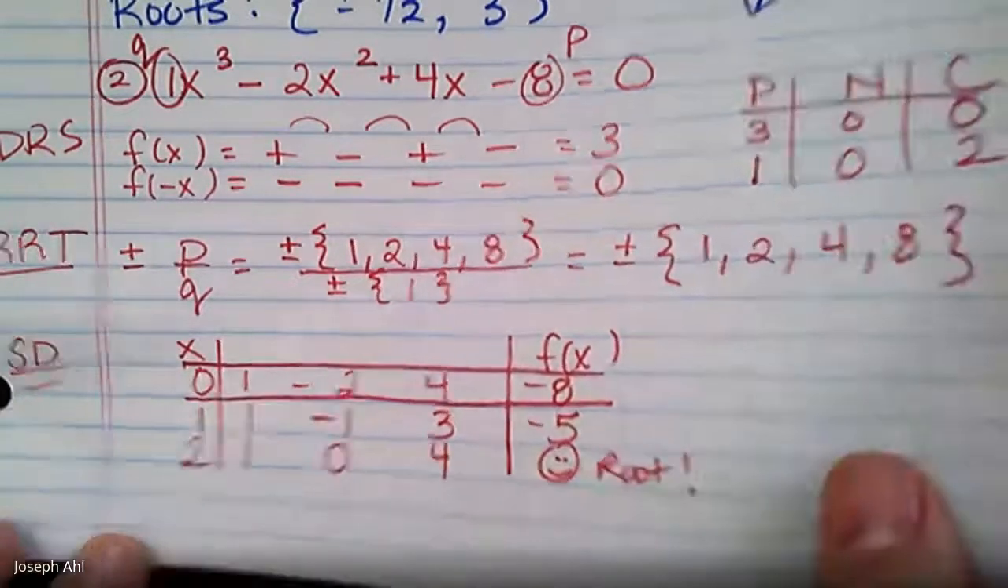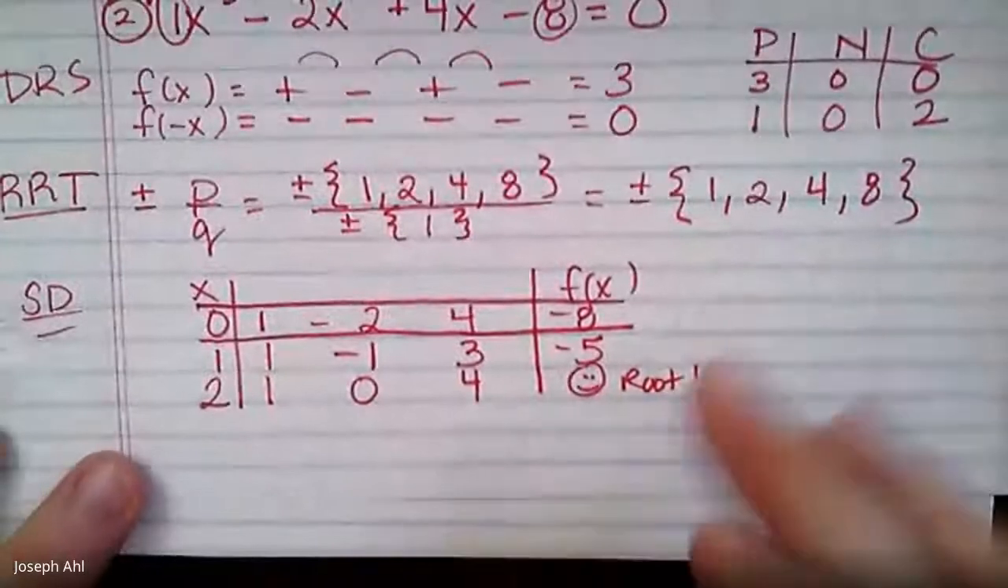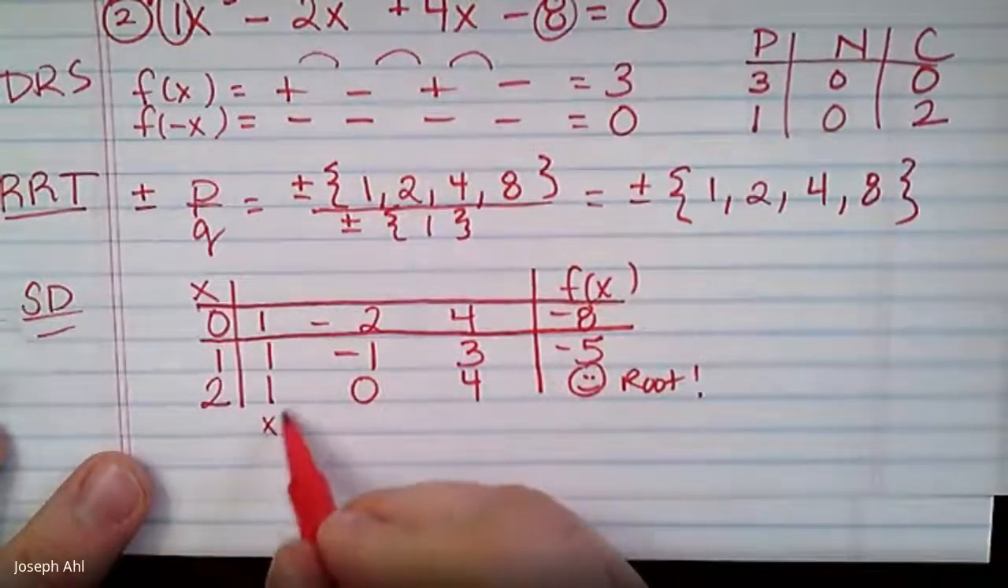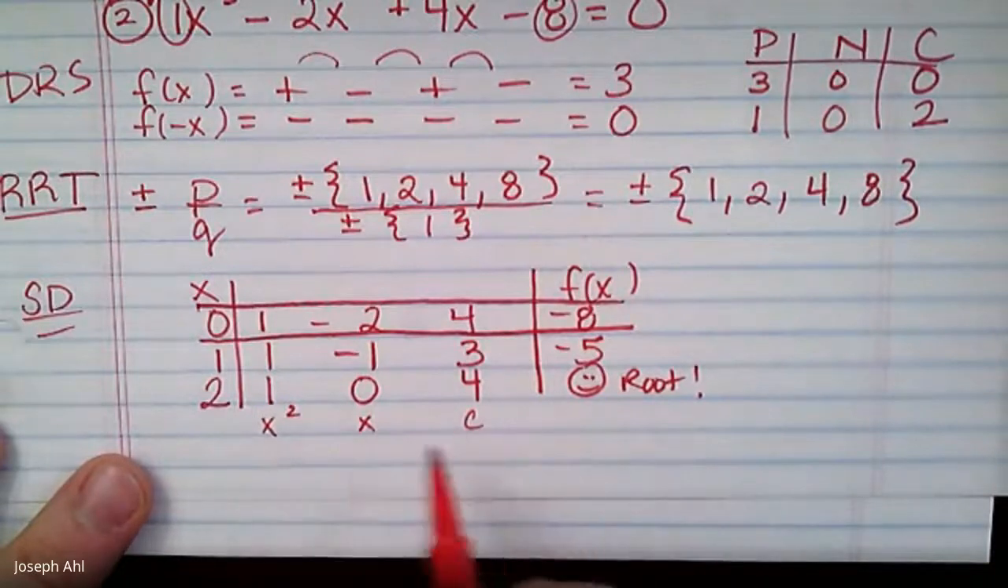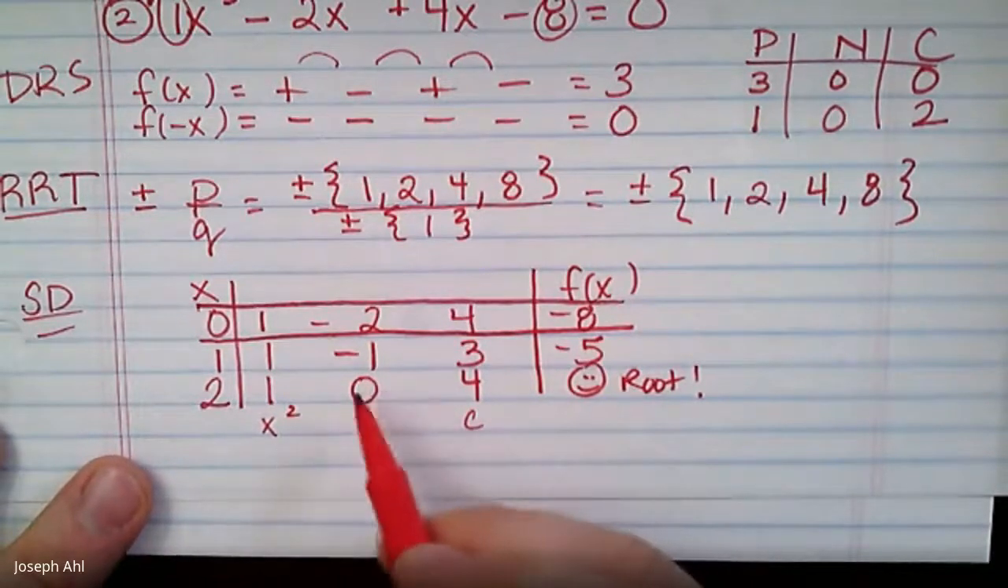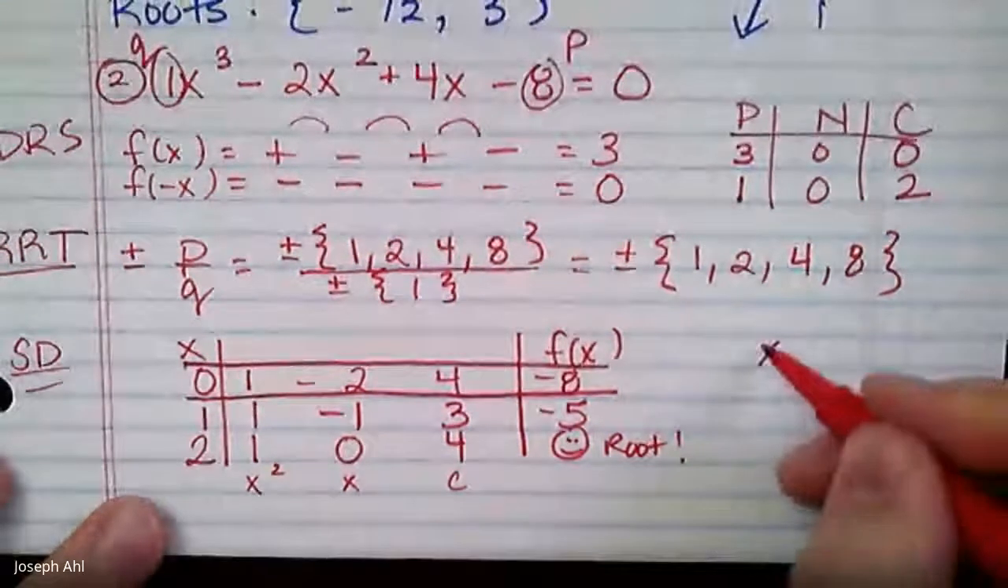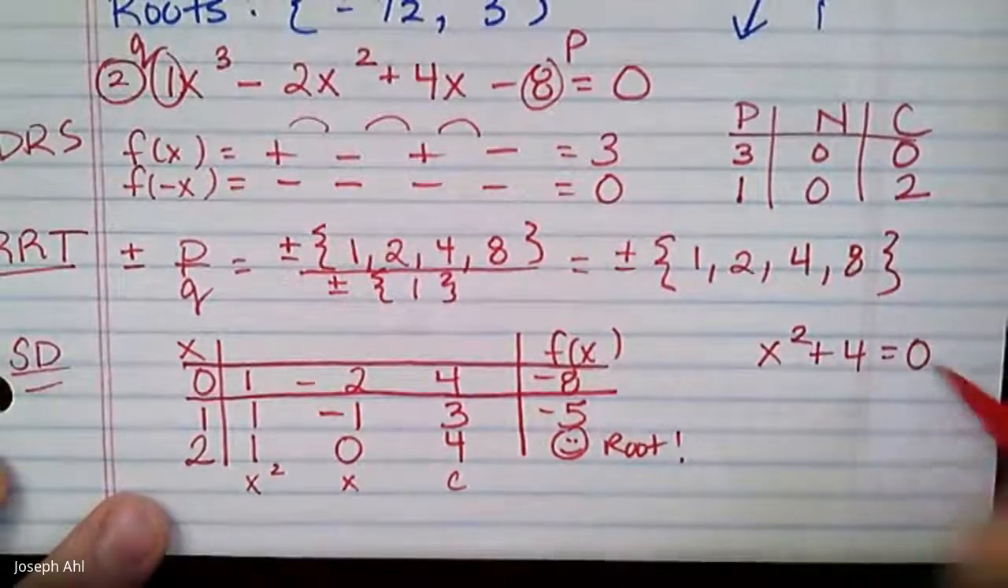Now you get to stop. Do not do any more synthetic division. Remember, this is the coefficient of x squared. This is the coefficient of x. This is the constant. So the x squared equation that we get, even though there's a 0 in front of x, would just be x squared plus 4.